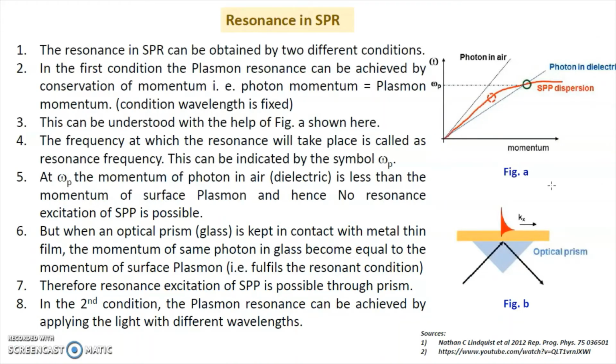So let us try to understand the concept of resonance in surface plasmon. Once we understand what is surface plasmon, let us try to understand what is a resonance in the case of surface plasmon. So the resonance in surface plasmon can be obtained by two different conditions. Okay, all of you should first understand this thing: what is the meaning of resonance? What is the meaning of resonance?